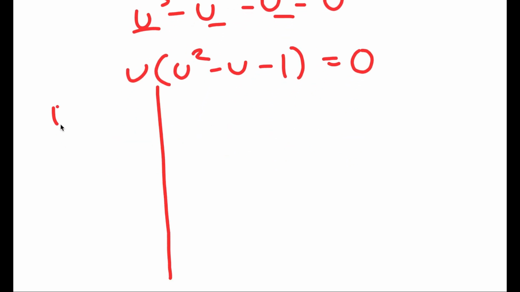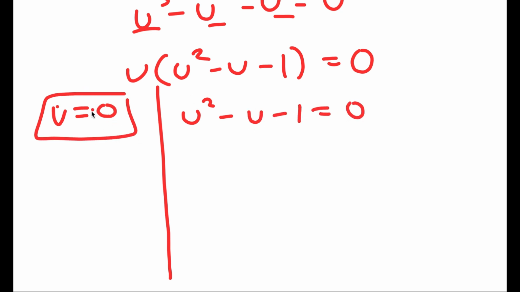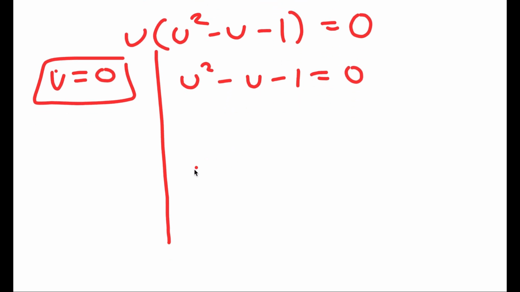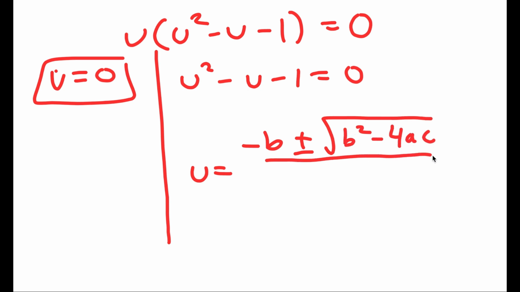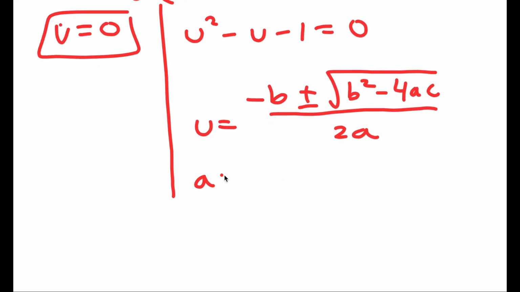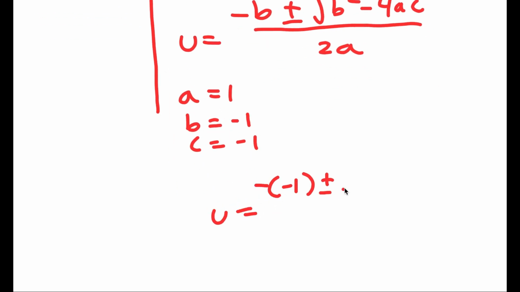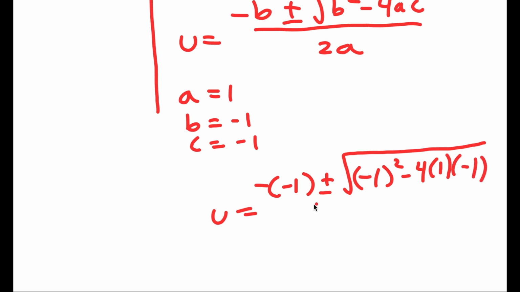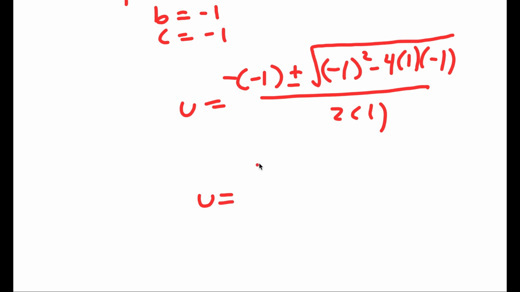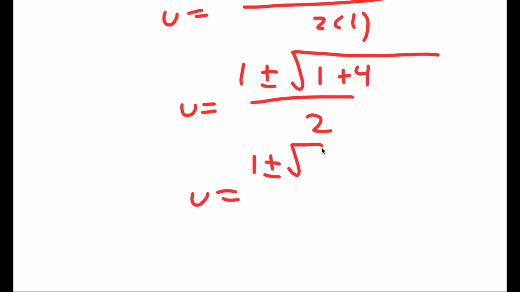And this gives me two different equations. I have u equals 0 and u squared minus u minus 1 equals 0. So u equals 0 is already a solution. And now to solve u squared minus u minus 1 equals 0, I can use the quadratic formula, which is negative b plus or minus the square root of b squared minus 4ac all over 2a. So in this case, a is 1, b is negative 1, and c is negative 1. So I get u is equal to negative negative 1 plus or minus the square root of negative 1 squared minus 4 times 1 times negative 1 all over 2 times 1. And this is equal to 1 plus or minus the square root of 1 plus 4 over 2, which is equal to 1 plus or minus the square root of 5 over 2.